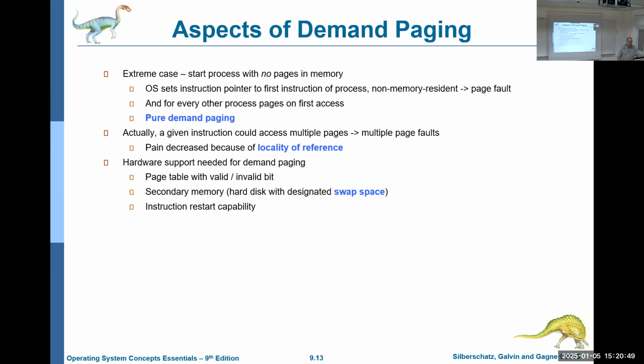There's hardware support that's needed for demand paging. We need the page table with the valid and invalid bit. In other words, we want hardware to detect that the bit is invalid. We don't have software that detects that. We have hardware that detects that. We need secondary memory. Obviously, we need a hard disk with designated swap space. What do we mean by swap space? It's space that we can swap programs in and out of. We need instruction restart capability. We need to be able to take an instruction and run it again.